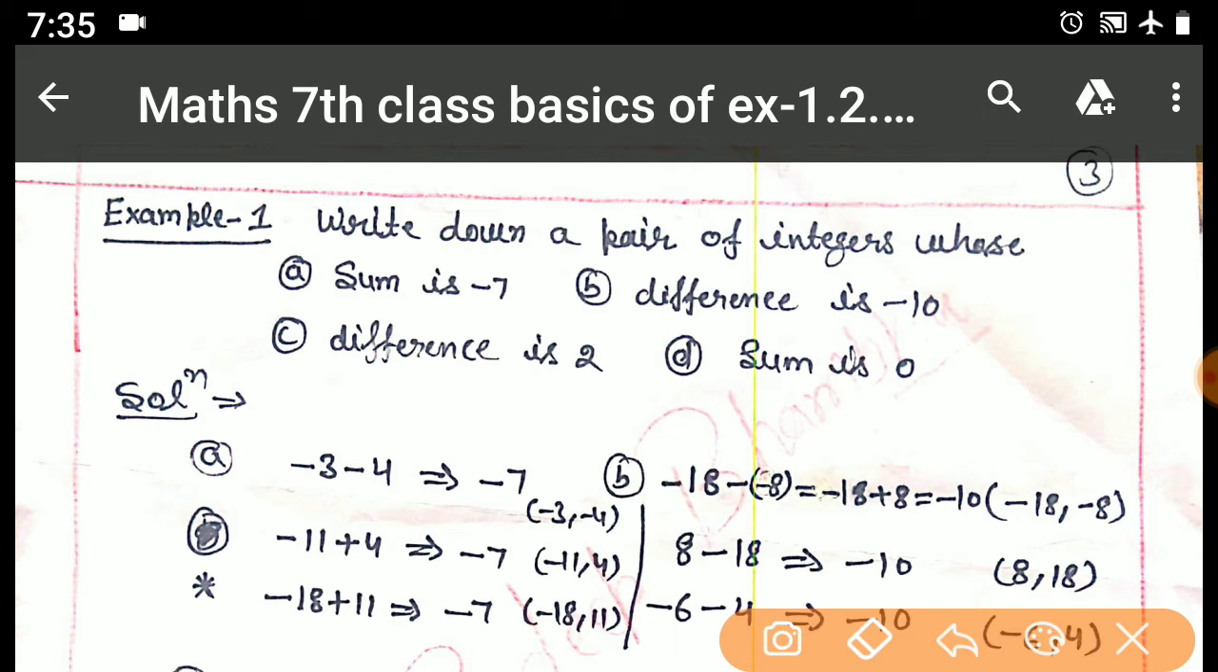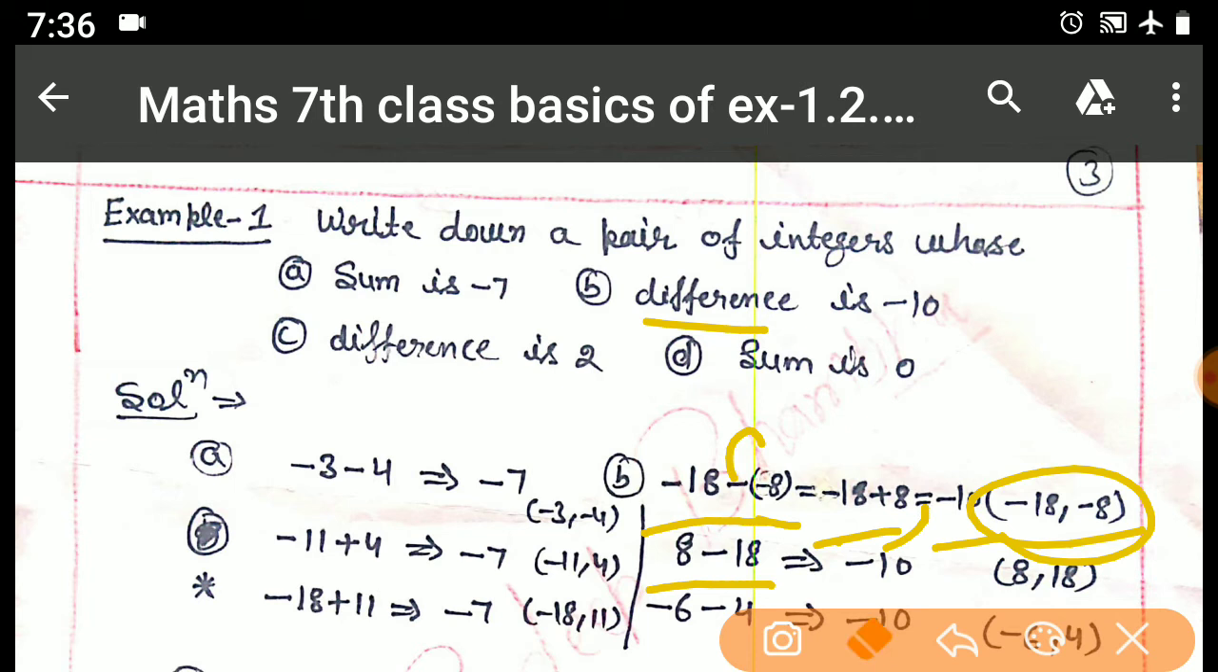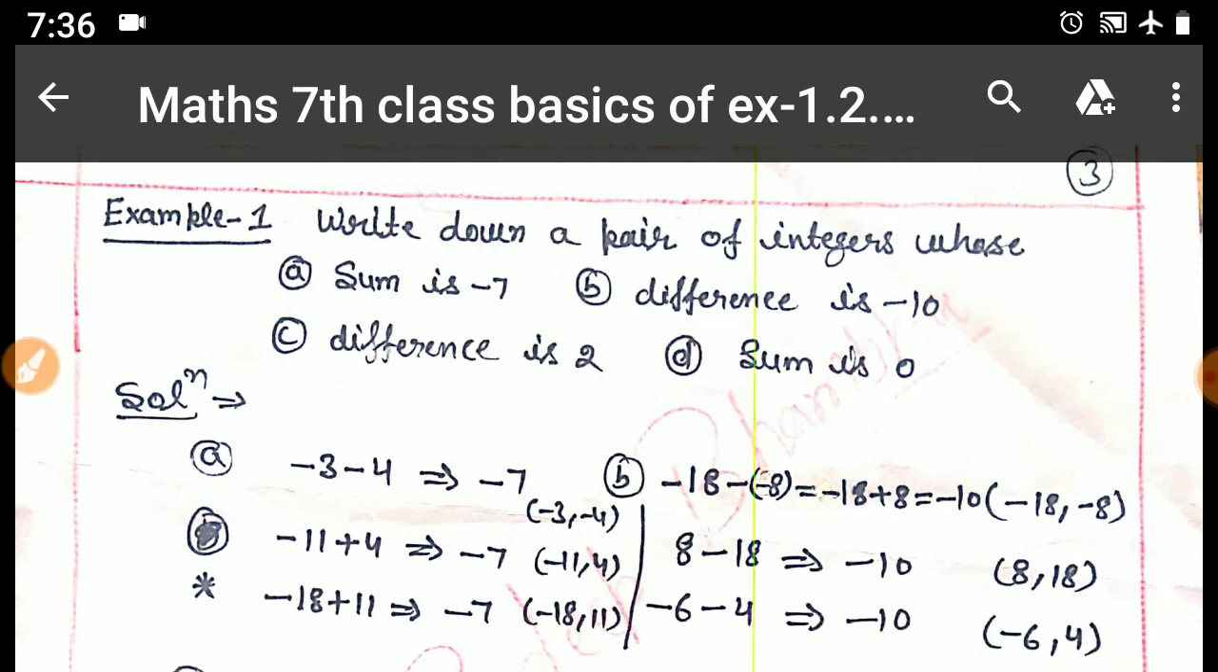Okay, and second question, the difference is minus 10. Difference means we have to subtract. Okay, minus 18 minus into minus 8: minus 18 minus into minus will give us plus 8, so minus 18 plus 8 will give us minus 10, and the pair is minus 18 and minus 8. Okay, 8 minus 18, then the result is minus 10, and the pair is 8 and 18.